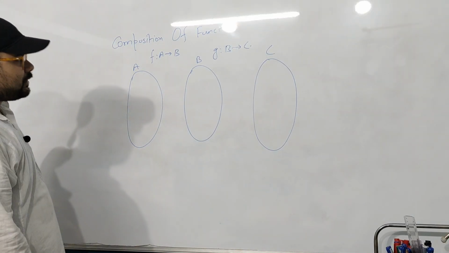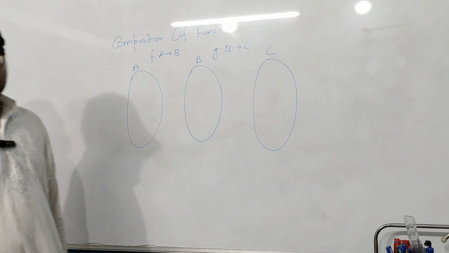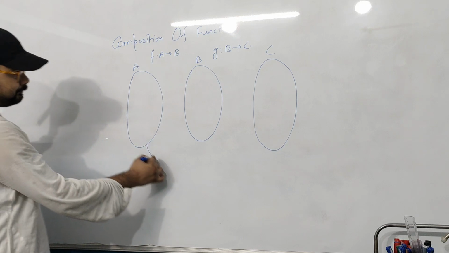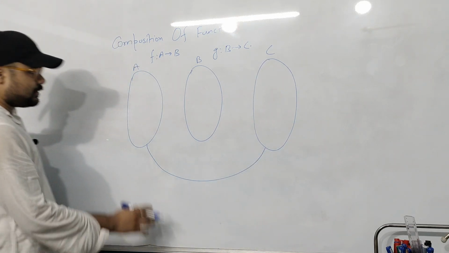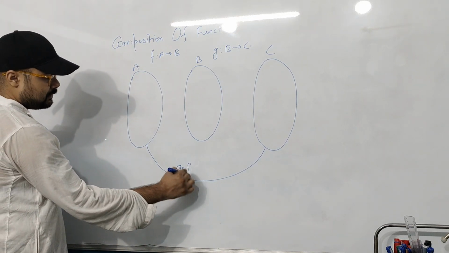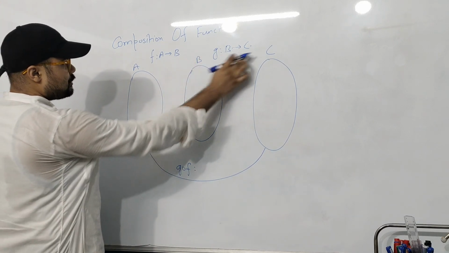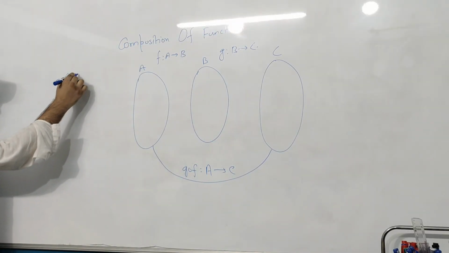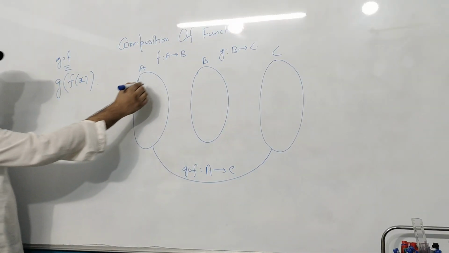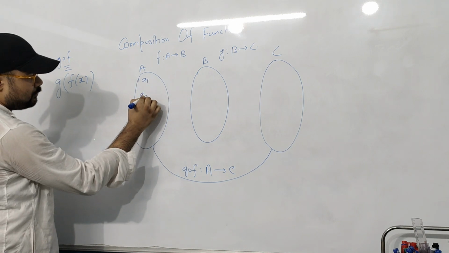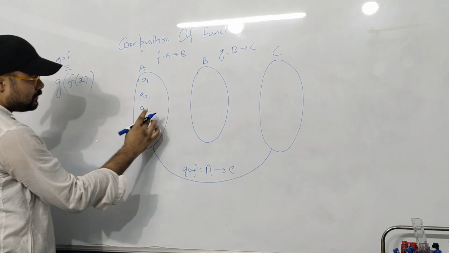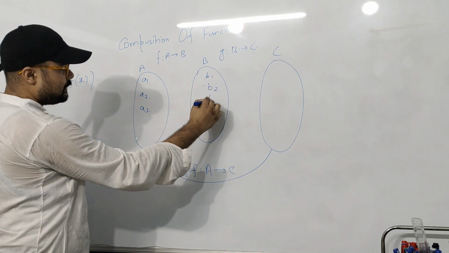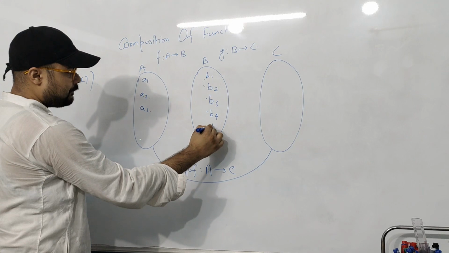So we have another function, which is GOF, and that GOF is from A to C. This function GOF is from A to C. GOF is G of f of x. For any input, let's say A1, A2, and A3, and if G is a function, let's say this is B1, B2, B3, B4, B5.